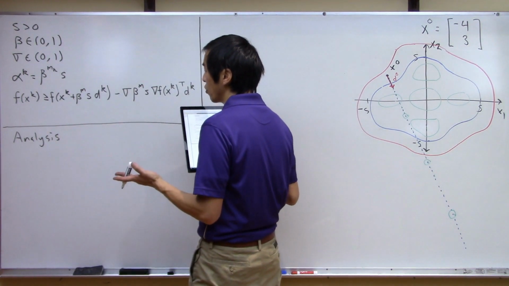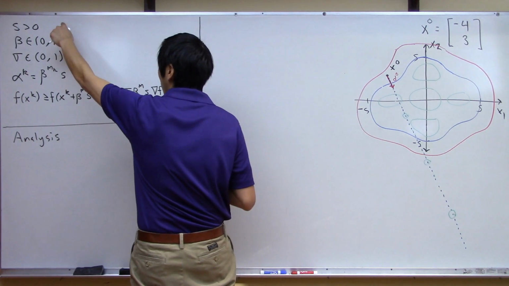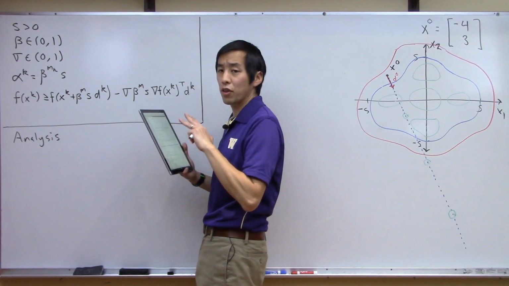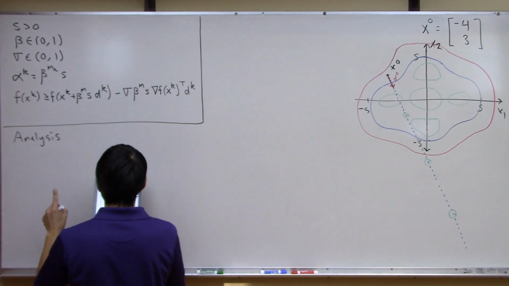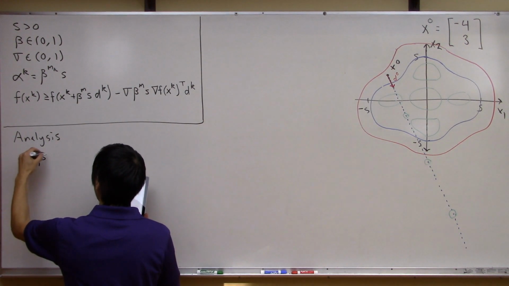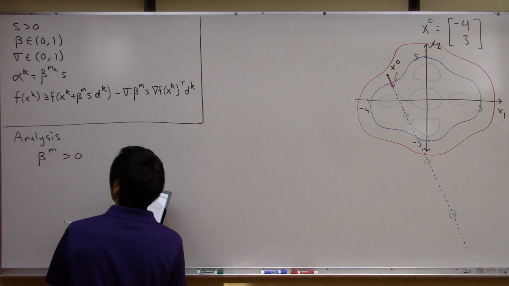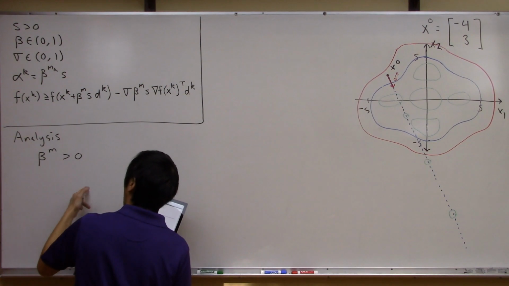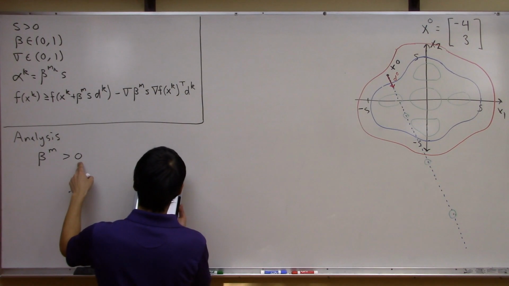A couple of things to note. Right off the bat, we can see that S, beta, and sigma are all positive numbers. There's no way they can be 0 or negative. In conjunction with that, one other thing we can note is that beta to the m is also strictly positive. We can see that because beta is always positive and m starts at 0 and then goes only up, in integer values. So this is always going to be positive.